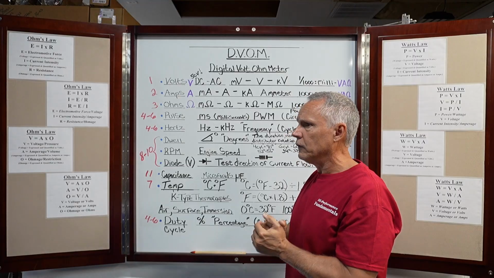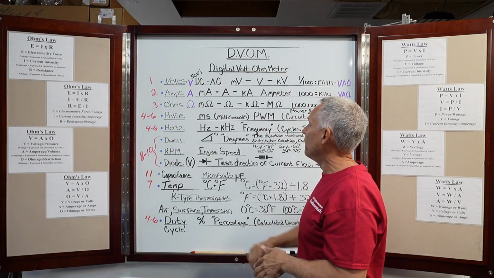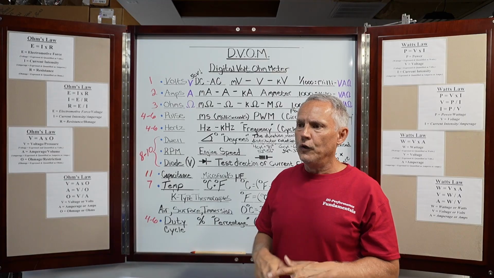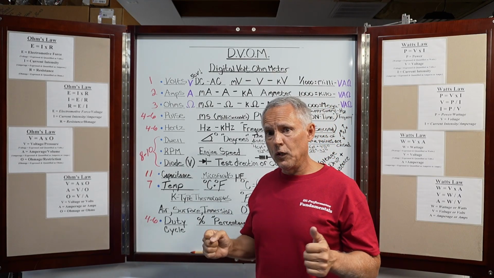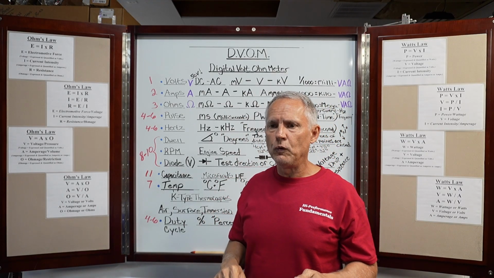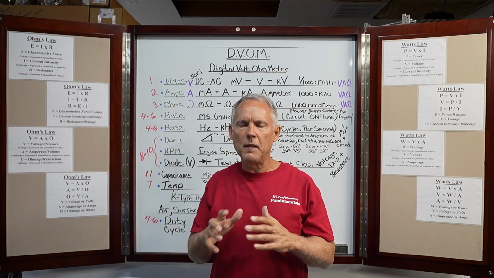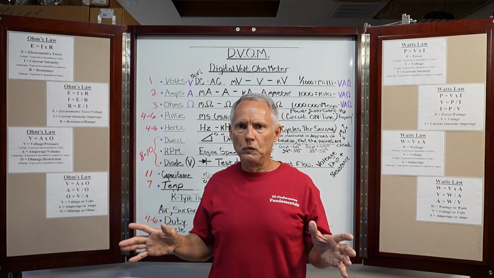So, without getting any deeper into that right at the moment, digital volt ohm meter is your best friend. You're going to have to use it. You're going to have to get comfortable with it. You're going to have to get a good one. You're going to have to read the instruction manual. You're going to have to get friendly with it. It is your number one tool, right?